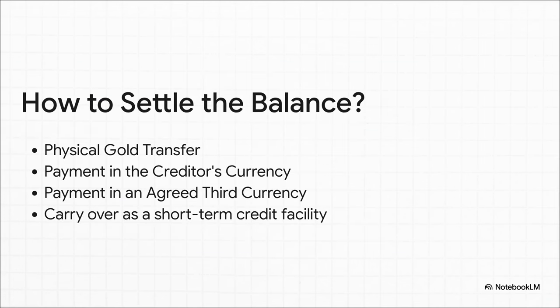Okay, so when it's time to actually settle that ledger, say at the end of the quarter, the country that owes the money has a bunch of options. The main way, of course, is to just transfer the physical gold. But they could also agree to pay in Indian rupees, or maybe use a totally different currency, like the euro. Or they could even just roll the debt over for a little while. The point is, there's a ton of flexibility built right in.